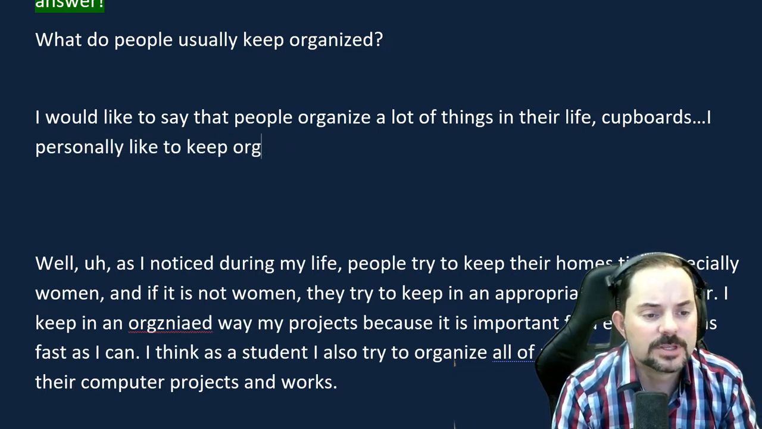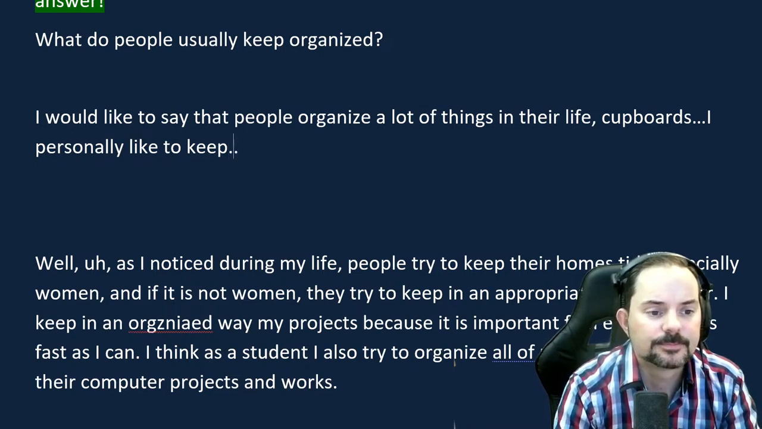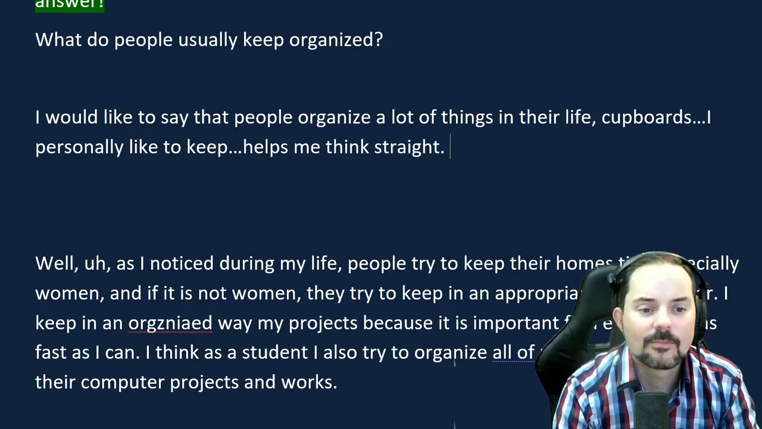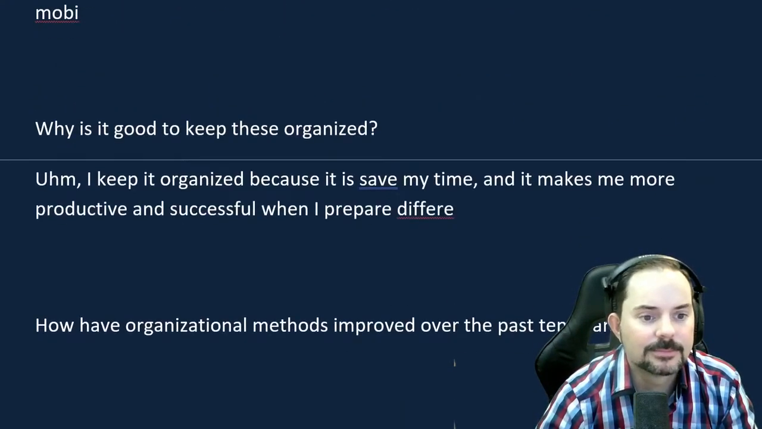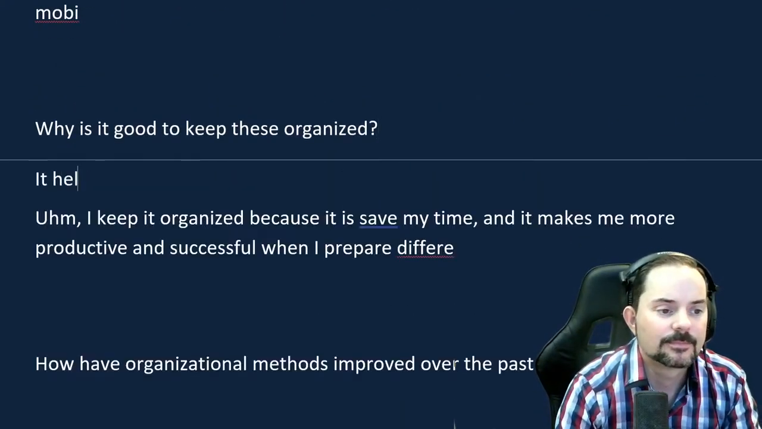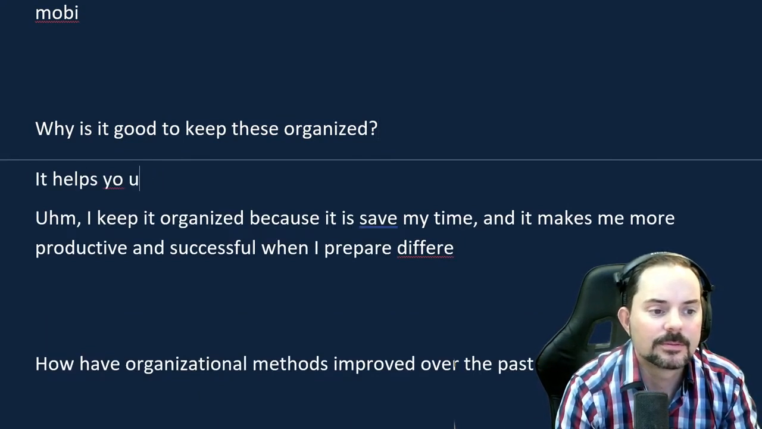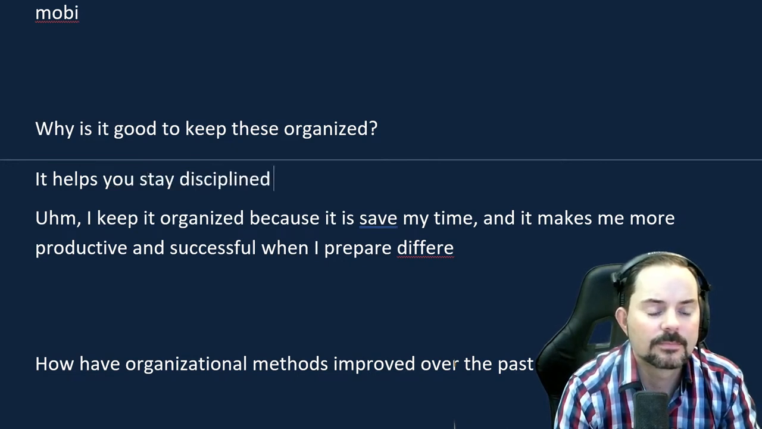Why is it important to keep these organized? I personally believe that it helps you stay disciplined, and discipline is really important in life, wherever you want to go. And it helps you stay focused and concentrate. It helps you concentrate on the work you are doing, and so yeah, that's why organization is important.